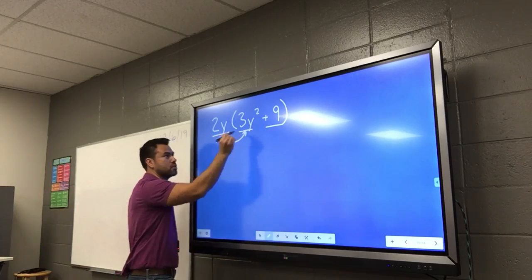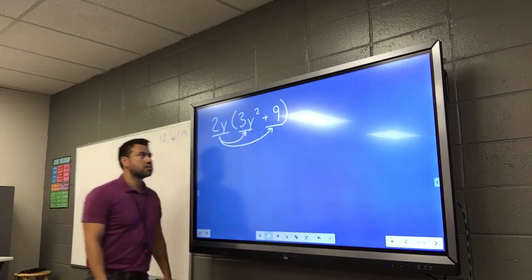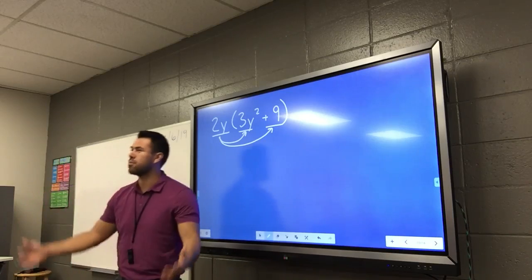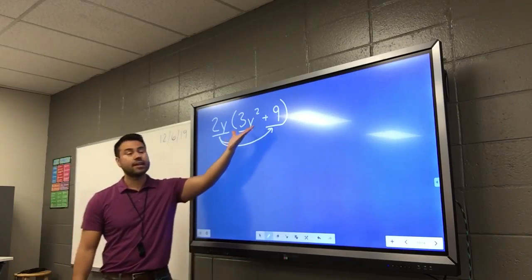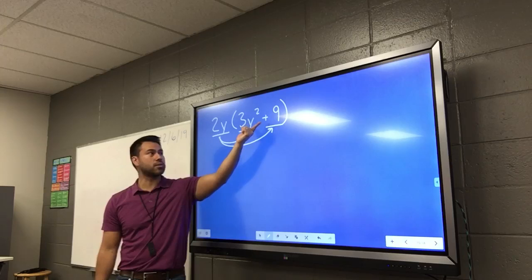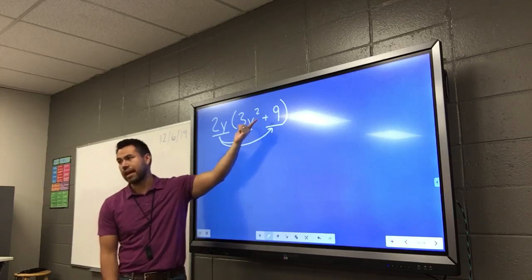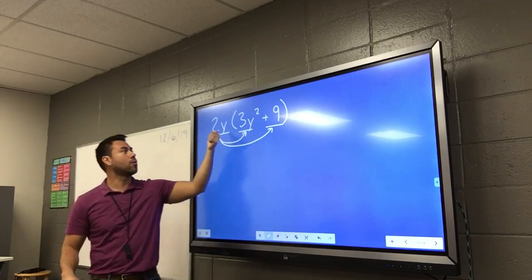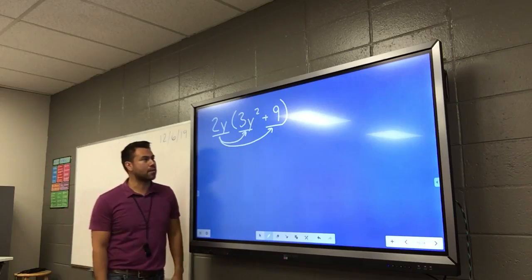You distribute. Let me give you the reason why you distribute, because some of you are like, can you just make it easier? Can I add these two together, the 3y squared and the 9? No, they're unlike terms. You can't add them. But I still need to simplify. I need to get rid of those parentheses. Well, thankfully I have a term outside.